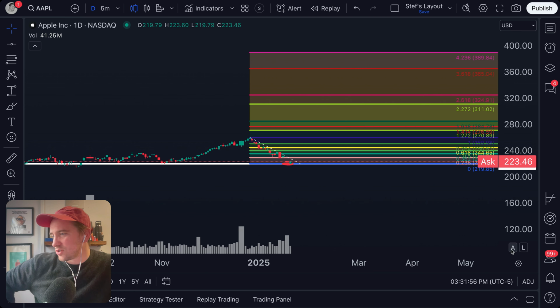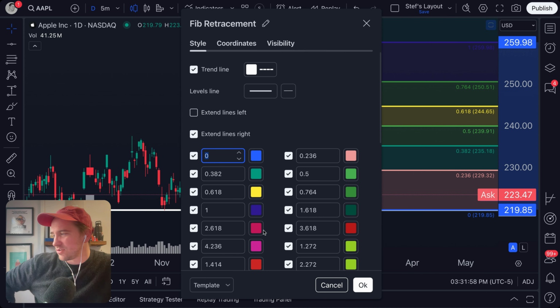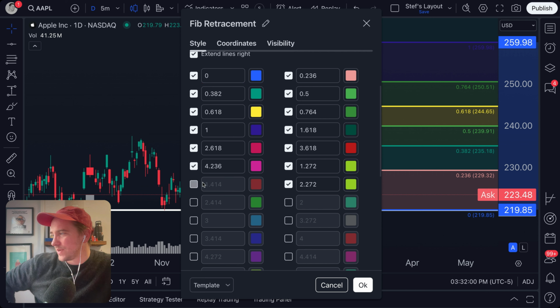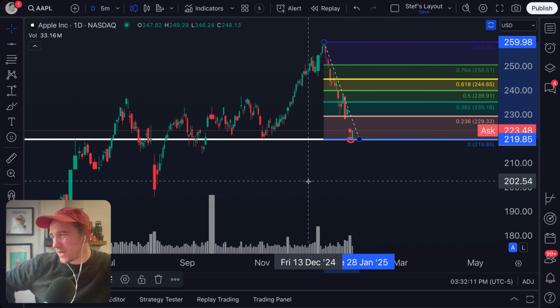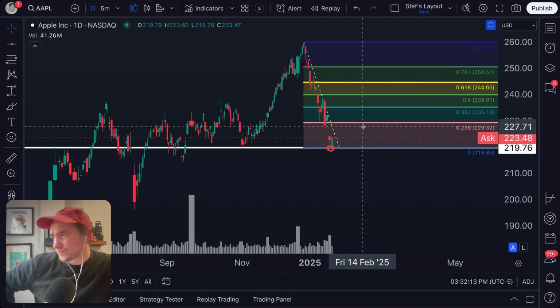But the point here isn't so much to keep drawing out Fibonacci ratios until you can't see anything on your chart. It's just to illustrate how many options you have for these ratios, depending on what you are trying to accomplish or what your goal is. So that's one way to use the Fibonacci retracement tool.